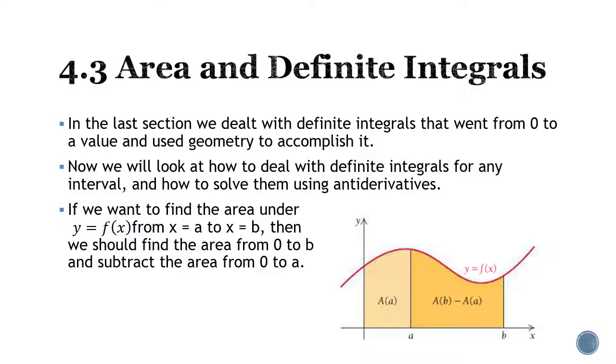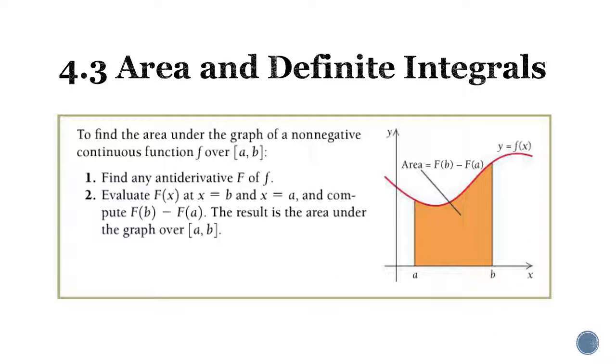So here's the idea. If you've got this graph and you want to find the area between where x is a and x is b, basically what you would do is you'd find the area from where x is 0 to b, and from where x is 0 to where x is a, and then you would subtract the two. In other words, you would take the area from 0 to b minus the area from 0 to a. Just like that.